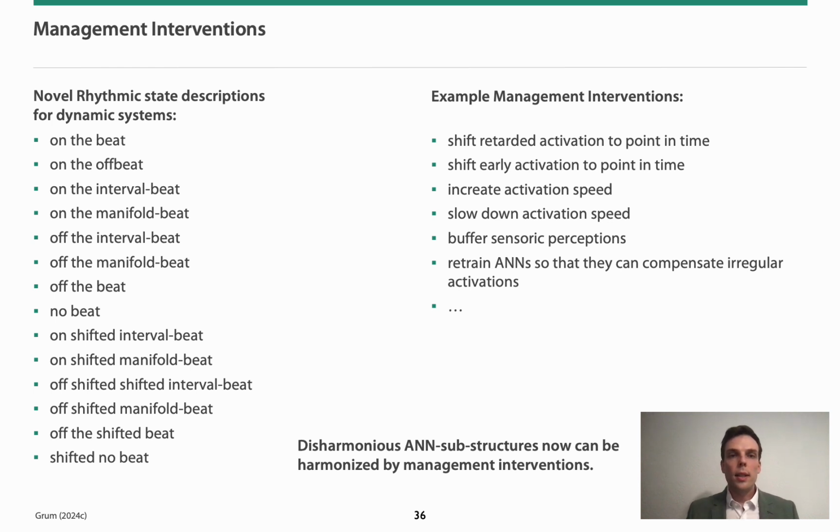So let's face a simple example. Imagine a second production site has the same activation rate as the first production site, but it's delayed. By management intervention, you can shift the retarded activation to the point in time. Then disturbed ANNs are harmonized and production will run smoothly. Further example: if sensor perceptions are overwritten due to speedy activations, you should buffer them. So you guarantee a second production site to have relevant information in time of activation.